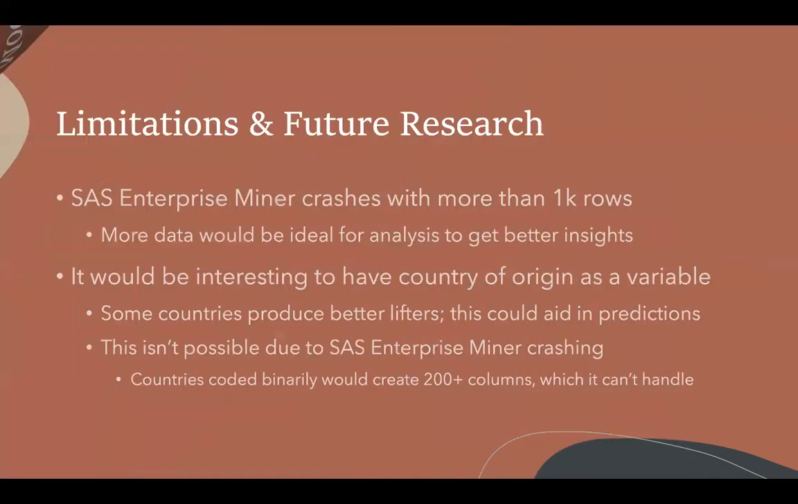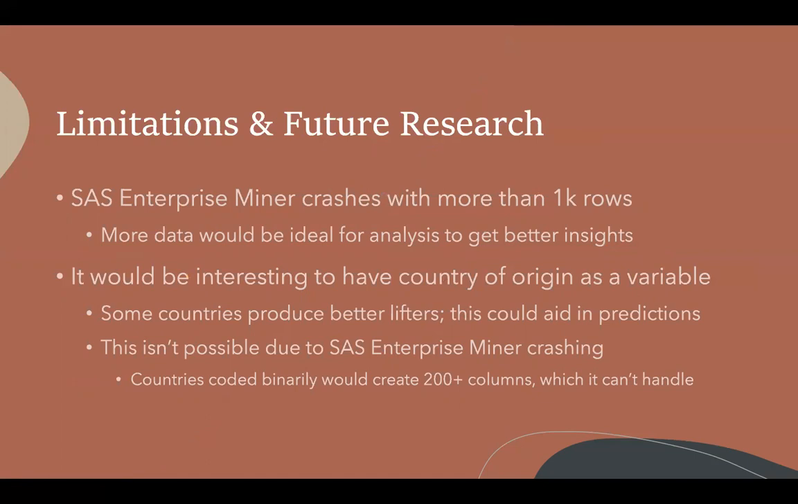So obviously, limitations. SAS Enterprise Miner crashes with more than 1K rows. I have no idea why it does that because it hasn't done it in the past. But for this data set in particular, perhaps because it's in the JMP format, it doesn't like it. So more data would be ideal. And if I was to delve further into this, I would have to reach out to tech support and figure out why in the world that's happening.